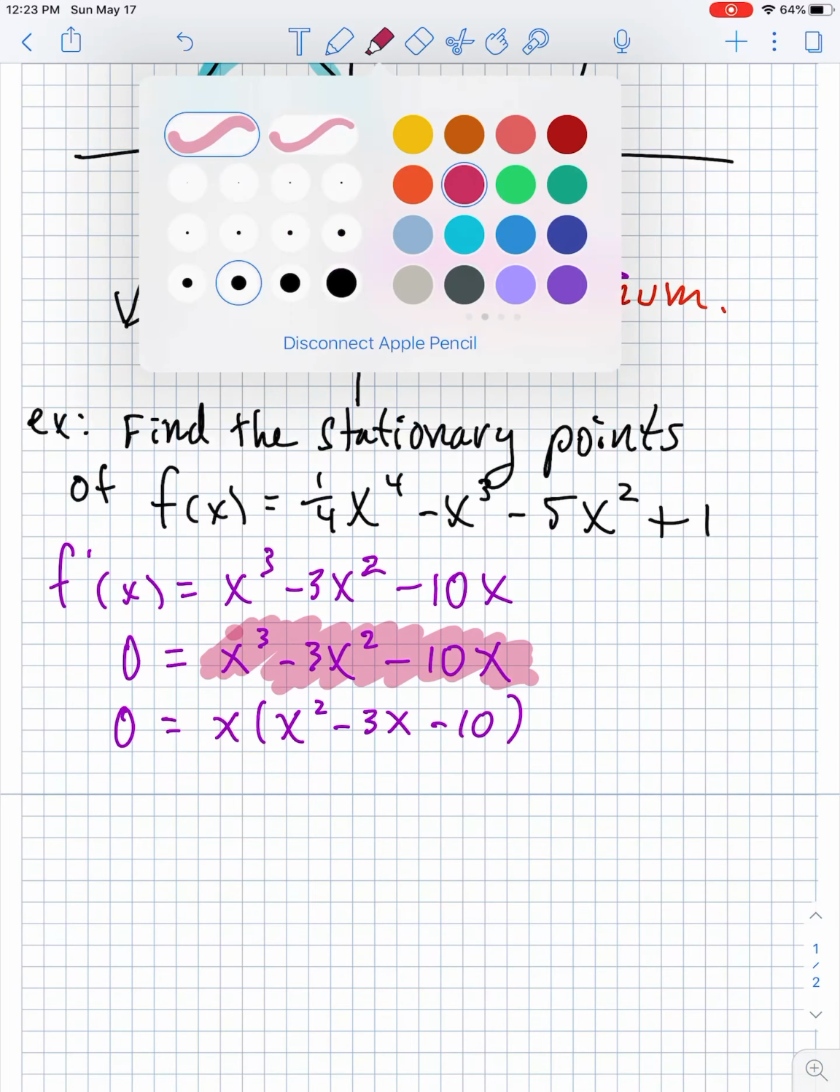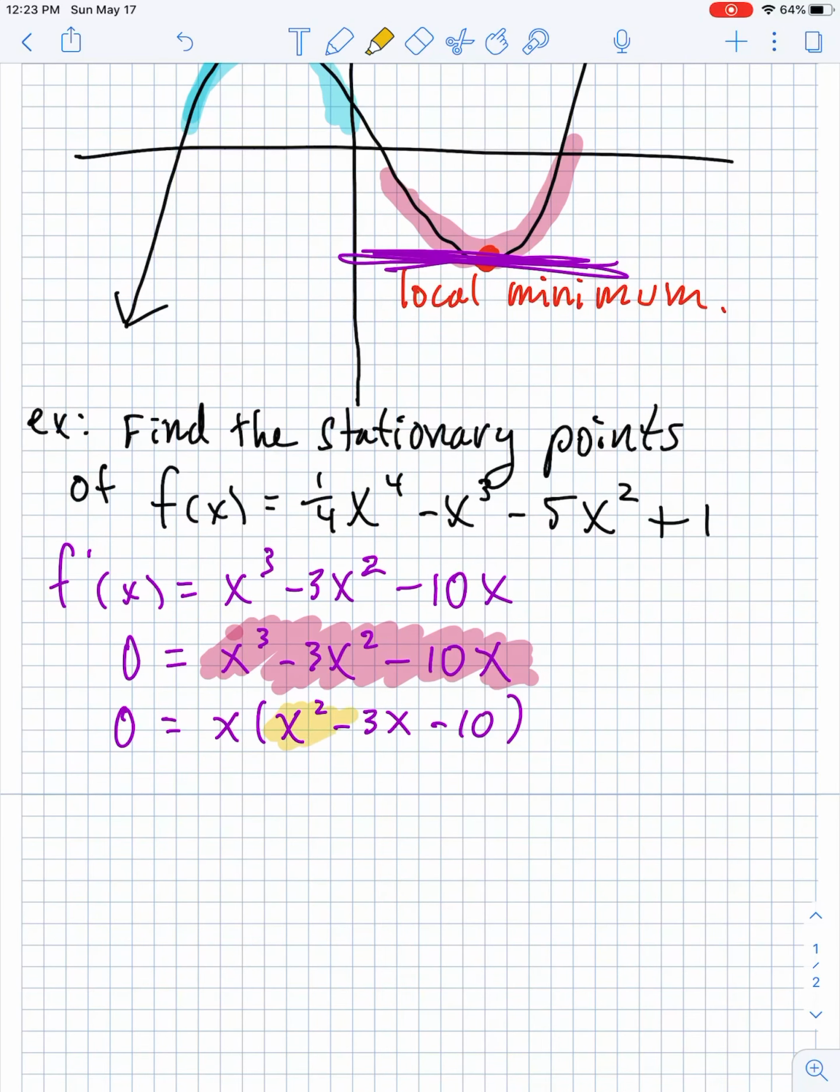Now, what's inside here should look nicely factorable. Two numbers that multiply to negative 10 but add to negative 3 are, of course, negative 5 and positive 2. So we get 0 equals, and this x just hangs out on the outside, just let it chill up front, x times (x minus 5) times (x plus 2).